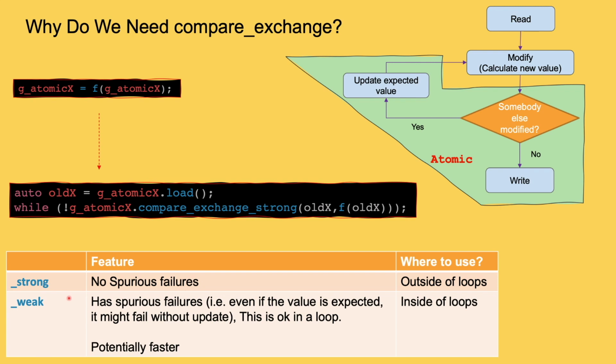There's really not that much of a difference in functionality between the two, except that compare and exchange strong does not have spurious failures. However, compare and exchange weak has spurious failures. Spurious failure means even if the value is expected, even if the condition is taken, you might fail without an update. If you have a loop, this would be okay for compare and exchange weak. Otherwise, this would be wrong. So the recommendation is that whenever you have a loop, use the weak version because this weak version is potentially faster. Otherwise, if you're outside of the loop, always use strong.